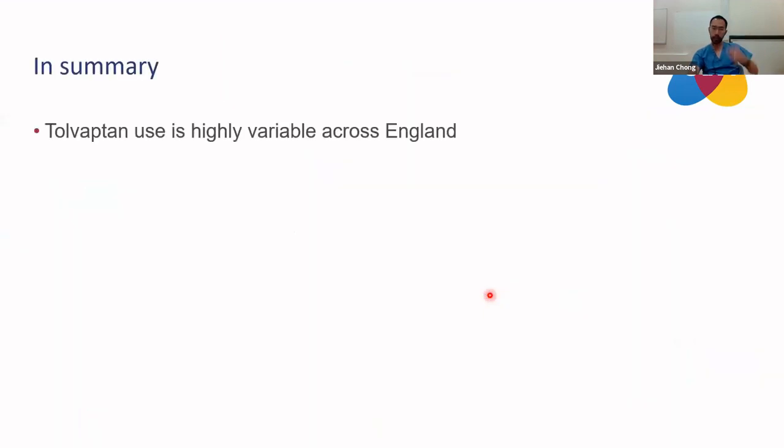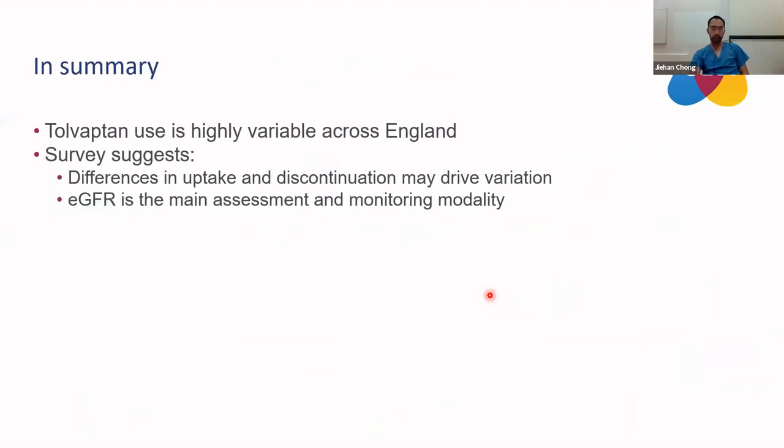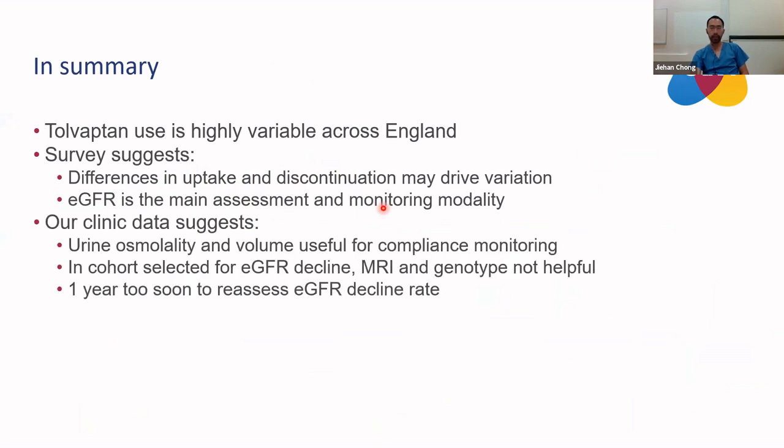In summary, Tolvaptan use is highly variable across England, and our survey suggests that there may be differences in uptake and discontinuation driving this variation. Also, eGFR appears to be the main way by which people are being assessed for treatment and monitored afterwards. I think our clinic data suggests that urine osmolality and volume can be useful for compliance monitoring. And in a cohort that's already been selected for rapid eGFR decline, MRI and genotype don't seem to add a lot to your management.